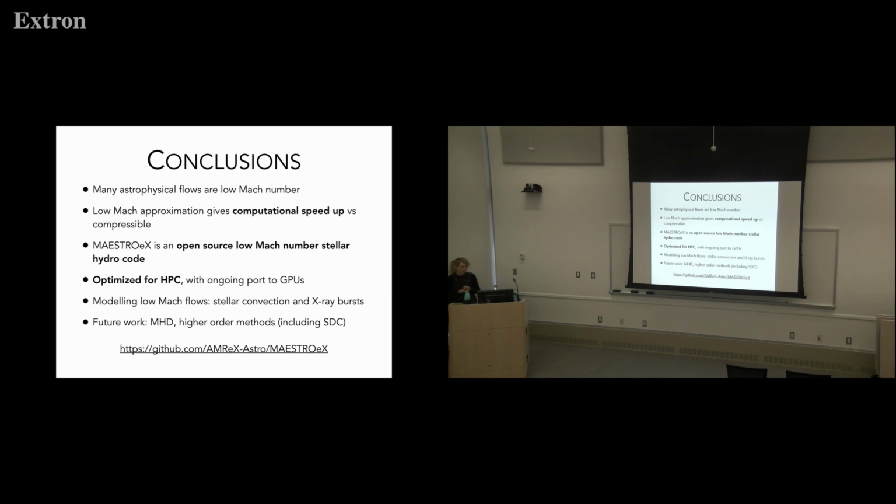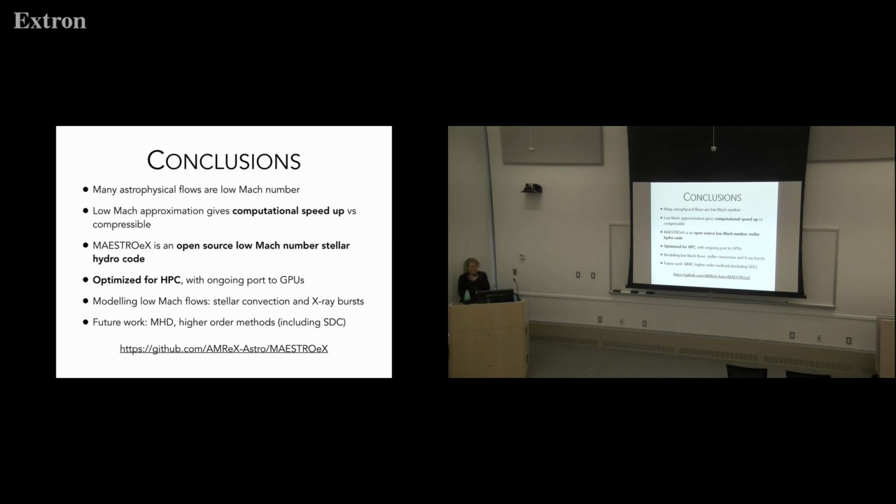Okay, so just to finish up, many astrophysical flows have what we call a low Mach number, and this makes them really challenging to model using standard compressible methods. One way that we can get around this is using the low Mach number approximation, which filters out sound waves and allows us to model these flows in a much less computationally expensive way. The way we do that is using MAESTROeX, which is our open source low Mach number stellar hydro code. This code has been optimized for HPC, so you can run it on all of the new supercomputers, including ones with GPUs.